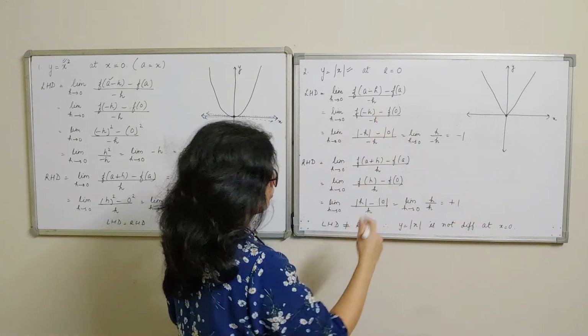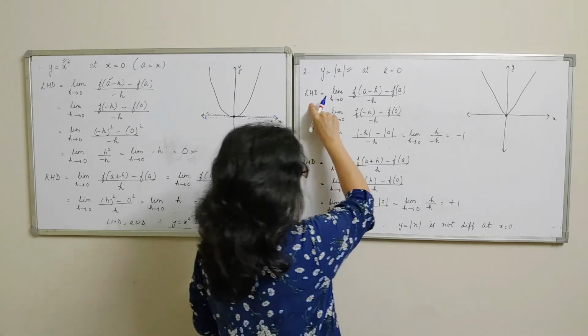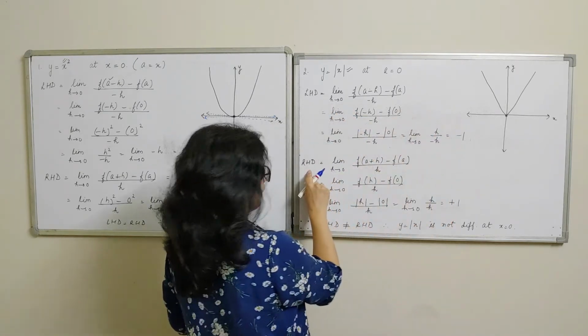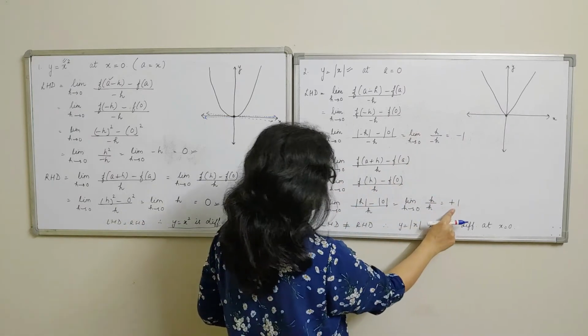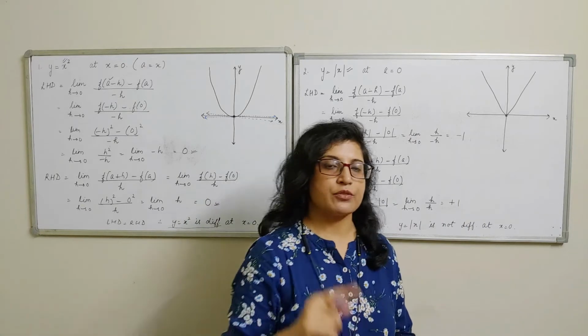This is the algebraic process. Graphically what is happening? Let's start with the right hand derivative. Right hand derivative is plus 1. That means the slope of the tangent is plus 1.